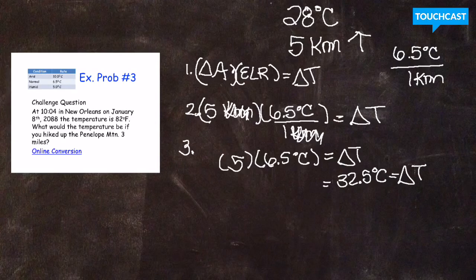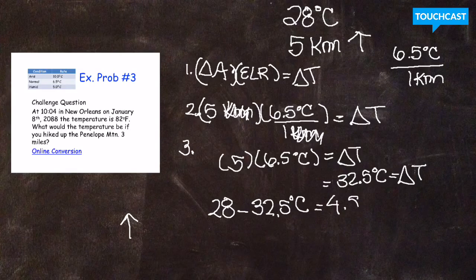Remember, you're not finished yet, because that doesn't tell you what the temperature is, just tells you how much you changed when you hiked up Mount Penelope. So then we started at 28, and we know we're going up, so the temperature is going to go down. So minus 32.5 degrees Celsius. That's going to give us 4.5 degrees Celsius negative. Step 4, circle your answer.